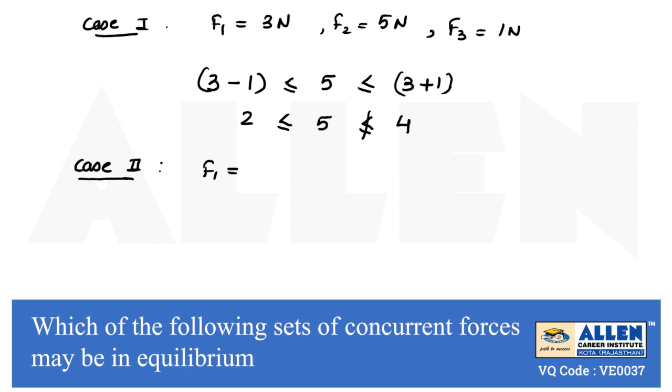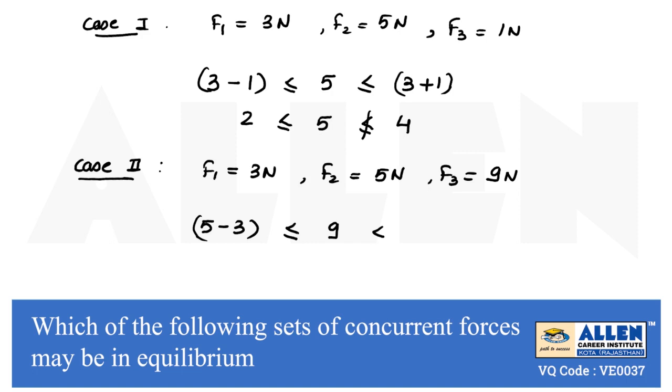Now we will move to the second case, in which the magnitudes of forces are F1 is 3 Newton, F2 is 5 Newton and F3 is 9 Newton. Again we will check the condition of equilibrium by selecting the two forces which are smaller in magnitude, that is 3 and 5. The difference of these two should be lesser than the remaining one, that is 9, and 9 should be lesser than the summation of the first two. So here 2 is lesser than 9, but 9 is not lesser than 8. Again the condition is not fulfilled, therefore these are not in equilibrium.